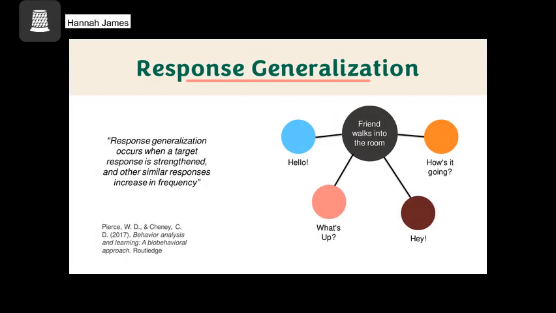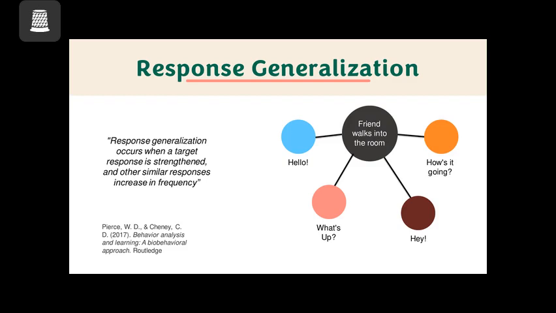So for this slide, I found a source that I really liked through Pierce and Shinny, and it had a comment in there that talked about how response generalization occurs when a target response is strengthened and other similar responses increase in frequency. So for the example that I have on this slide, the stimulus is a friend walks into the room. Some of those responses could be hello, what's up, hey, or how's it going? So there's typically that one stimulus, and then there's various or similar responses going on in that scenario.